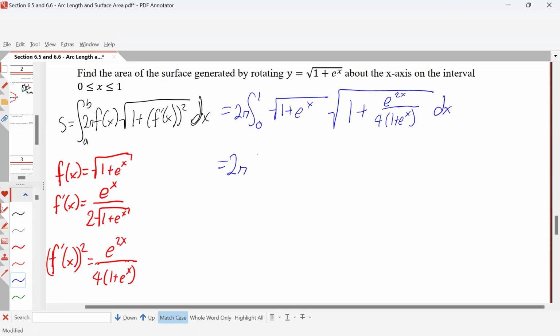Simplifying this out, we have 2 pi, 0 to 1, square root 1 plus e to the x times, going to give this a common denominator, making this 4 plus 4 e to the x, making that 1, 4 plus 4 e to the x plus e to the 2x all over 4 times 1 plus e to the x.